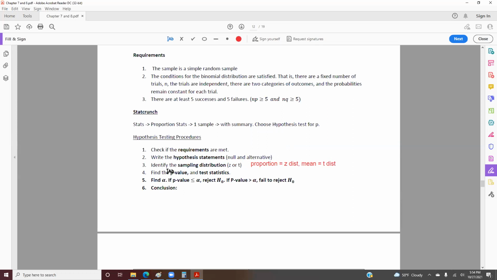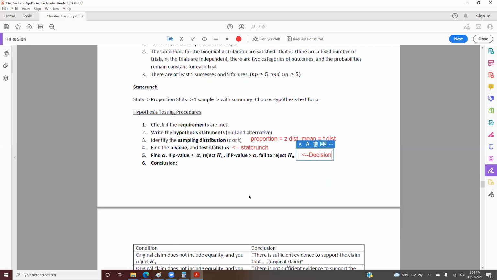And then you have to find the p-value and test statistic. This is obtained from your StatCrunch. When you put it in StatCrunch, it will split out the test statistic and the p-value. Then you have to look at your alpha. Are you rejecting or failing to reject? If your p-value is less than alpha, we reject. If your p-value is greater than alpha, we fail to reject. This is what we call your decision. Okay, so step 5 is your decision.